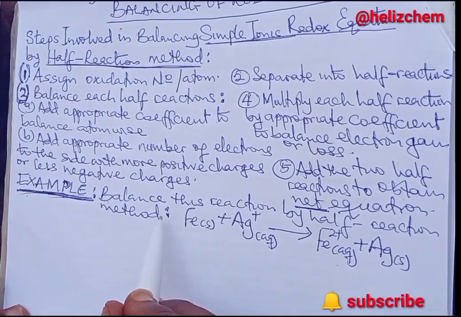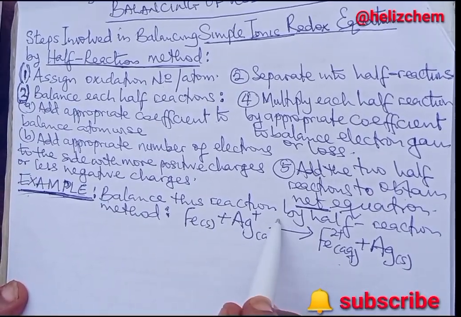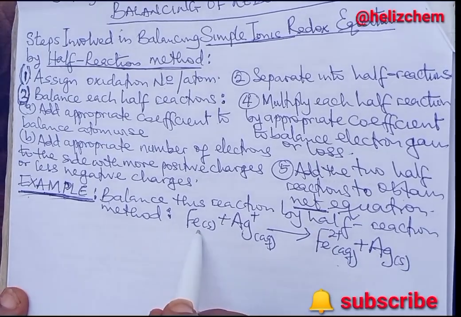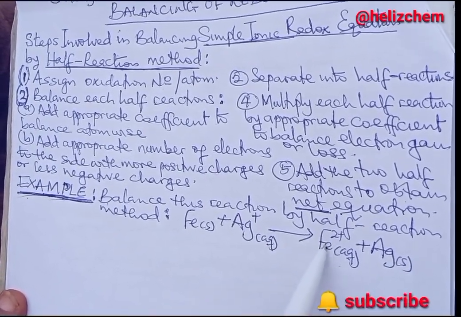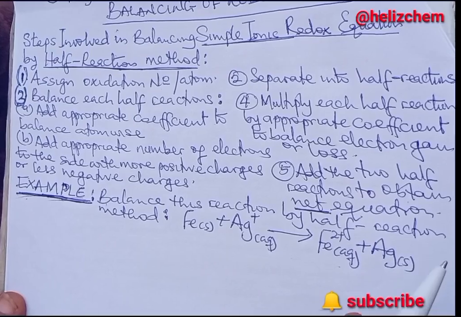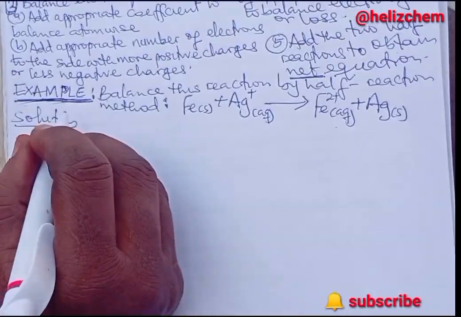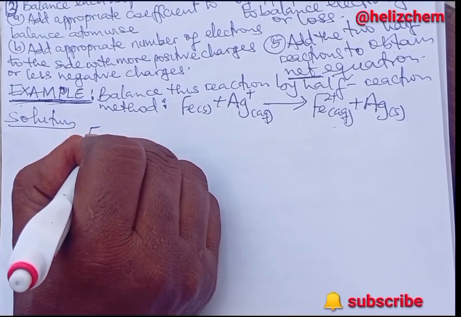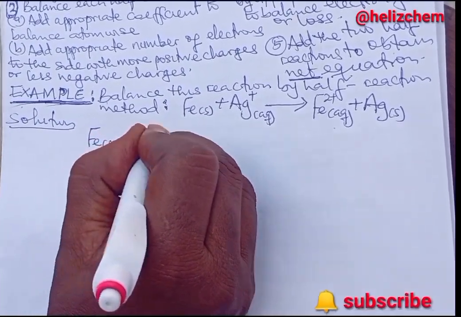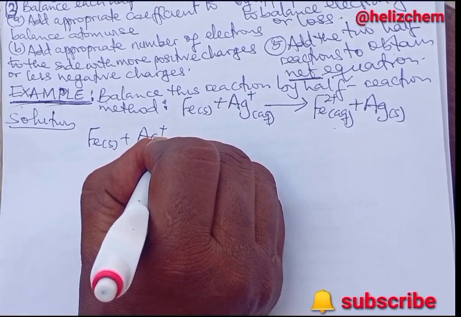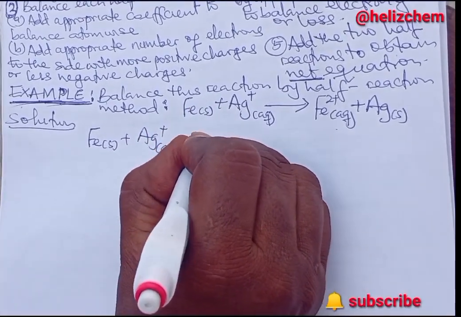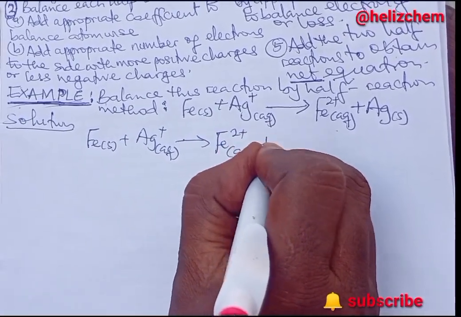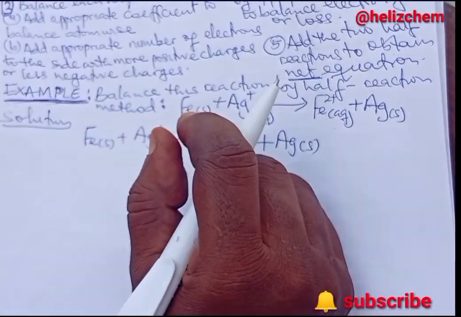And what is the example? The example says, balance this reaction by half reaction method. You have Fe plus Ag+ aqueous to give Fe2+ aqueous plus Ag solid. Solution now. The first thing is to rewrite the equation. Fe solid plus Ag+ aqueous to give Fe2+ aqueous plus Ag solid.